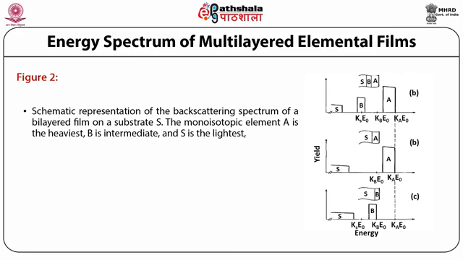The backscattering energy spectrum for this particular case is sketched in figure 2a. The signal of A reaches the edge Ka E0 of A, but the signals of B and of S are shifted to energies below their respective edges Kb E0 and Ks E0 because of the energy loss in the outer layer A. To illustrate this point, figure 2b represents a spectrum of a sample without layer B. Since there is no layer B, the particles reaching the substrate have higher energy than that of A, so the signal would have a higher energy.